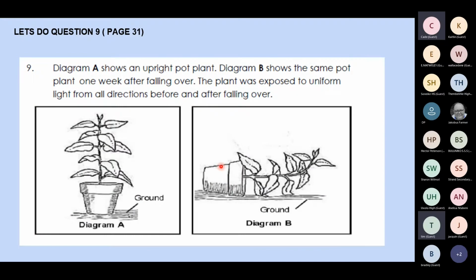Question 9, page 31. Question 9 on page 31. Diagram A shows an upright plant. Diagram B shows the same pot plant one week after falling over. The plant was exposed to uniform light, and uniform light is light from all directions, before and after it falls over. Uniform light. Just a reminder, grade 12s.